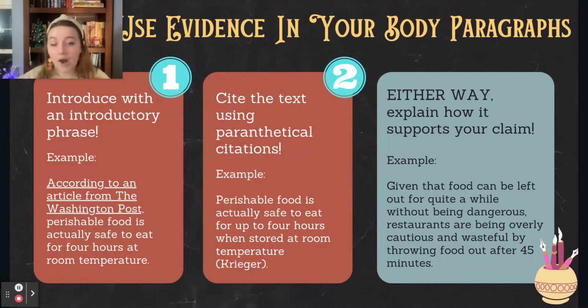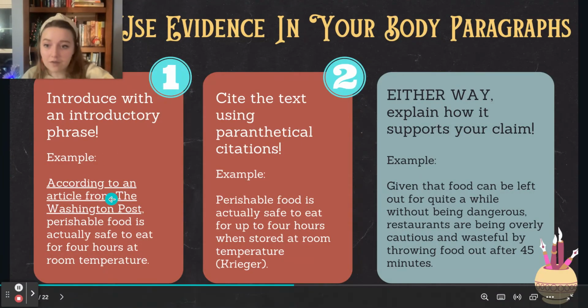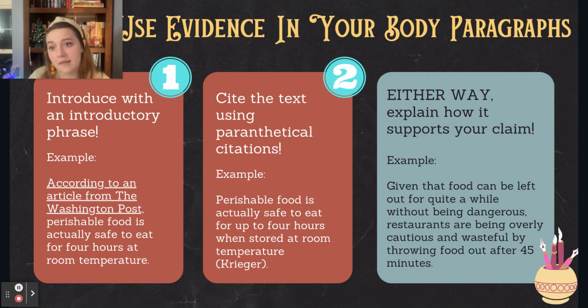So here is how we use evidence in our body paragraphs. We can either take something that is factual that helps prove our point and introduce it with an introductory phrase. So, for example, according to an article from the Washington Post, perishable food is actually safe to eat for 4 hours at room temperature. My underlined portion here, the according to the article from the Washington Post, that's my introductory phrase. You could also say the Washington Post states that blah, blah, blah.